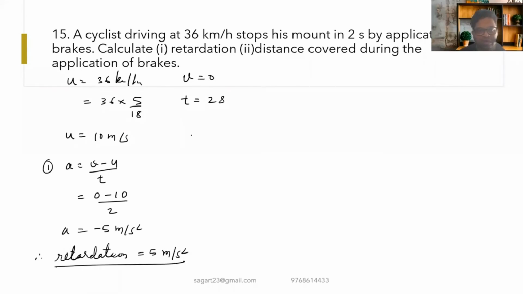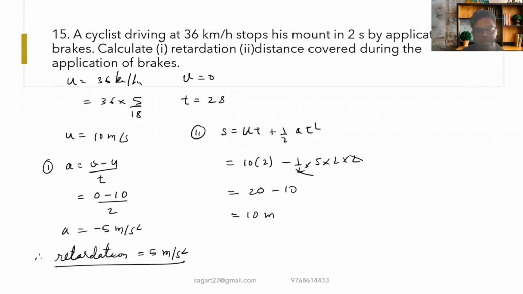The distance covered is asked. So again we take s is equal to ut plus half at square. That is 10 into 2 minus half into 5 into 2 into 2. So 20 minus 10, so that will be 10 meters.